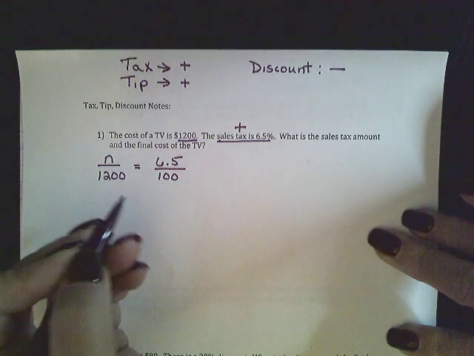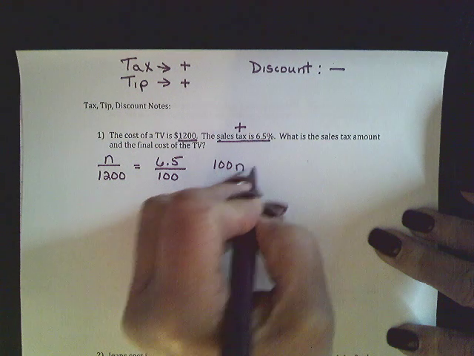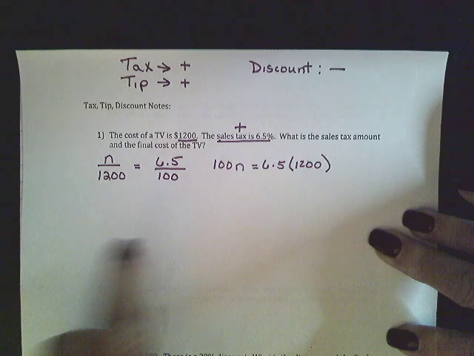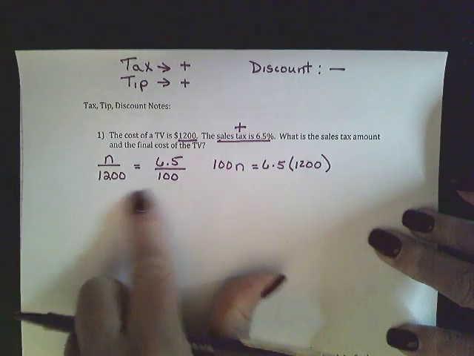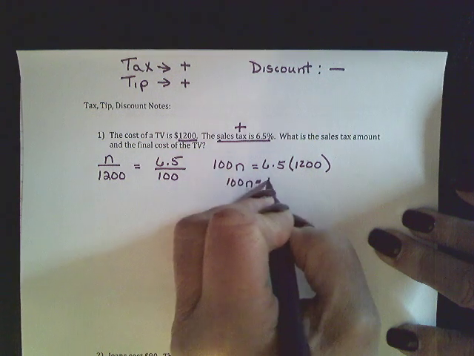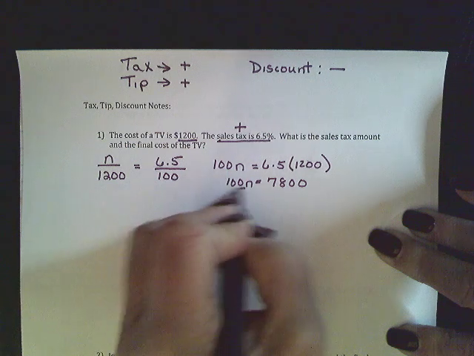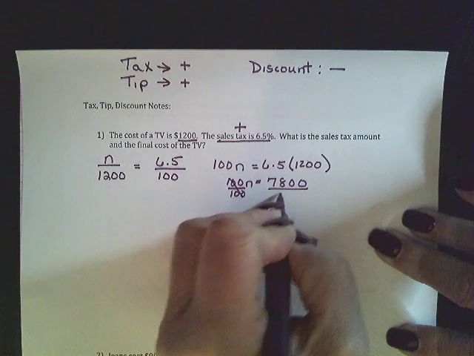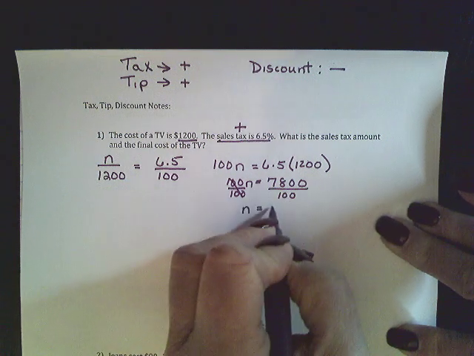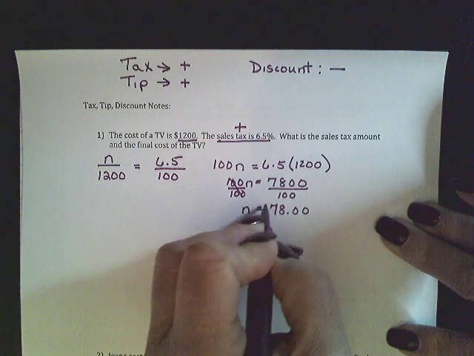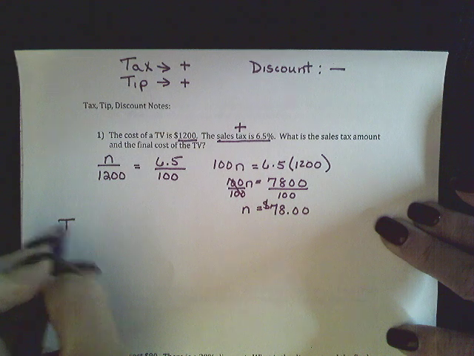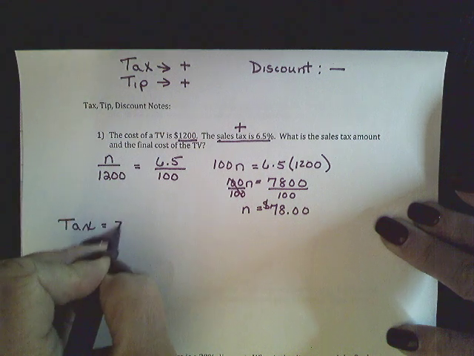Okay, so if we cross multiply here, we're going to get 100N equals 6.5 times 1,200. You also could have probably multiplied here by 12. So we have 100N equals 7,800. We divide both sides by 100. Now you know when you divide by 100, you move that decimal point 2 times to the left. And that's going to give us $78. Okay, so the tax is going to be $78. So our tax is equal to $78.